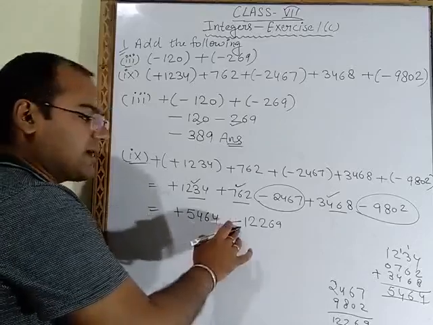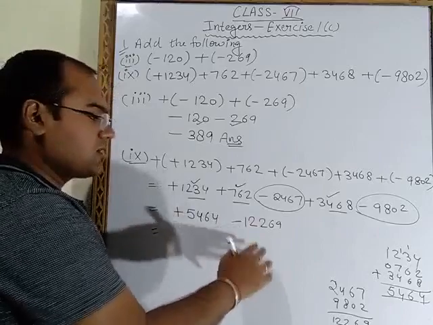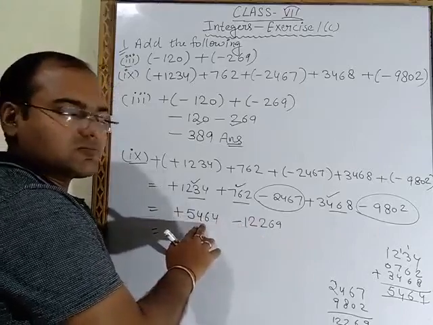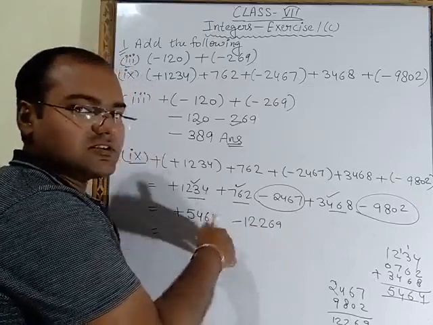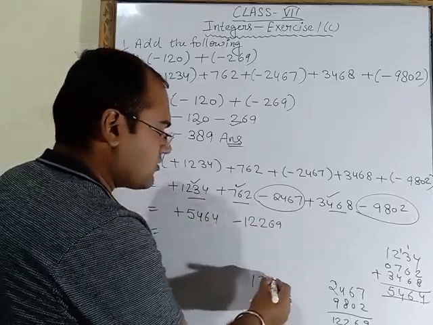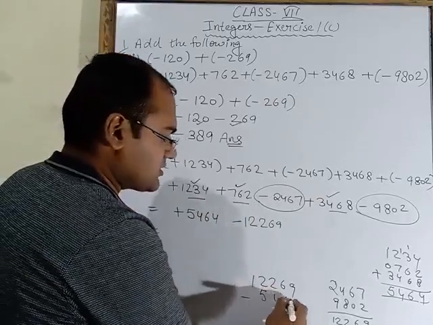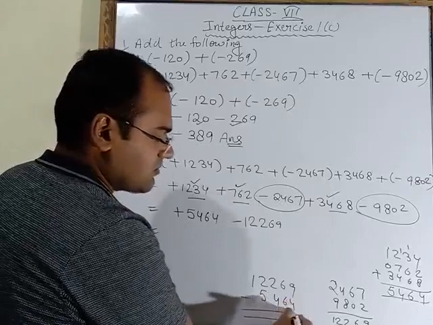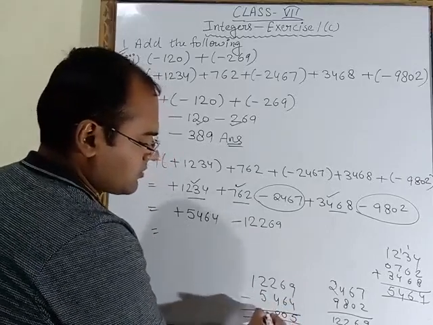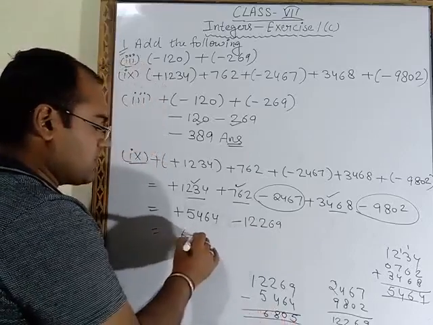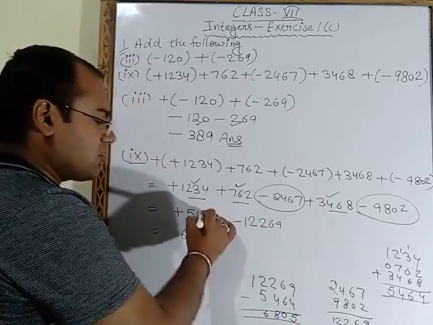Now plus and minus, plus minus minus. So you have to subtract these two numbers. This is the greater number and this is the smaller number. So from this number we have to subtract this, plus minus minus. Now we will subtract: 12269 minus 5464. We will subtract these two numbers. So the answer is 6805. This is the answer of these two numbers.